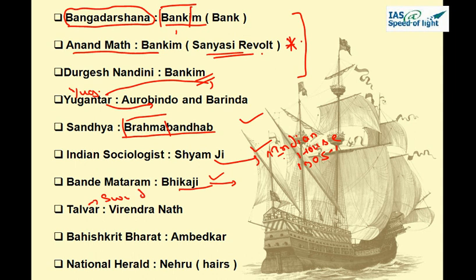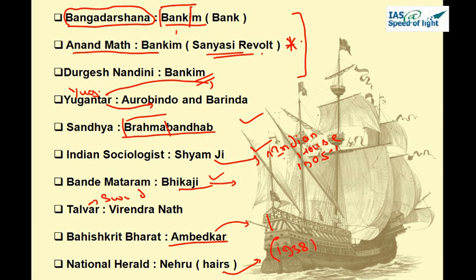Bahishkrit Bharat was by Ambedkar. Bahishkrit Bharat means somebody who is thrown out of the society or the culture. So Bahishkrit Bharat by Ambedkar. We have an image of a statue of Ambedkar. National Herald by Jawaharlal Nehru was started in 1938.